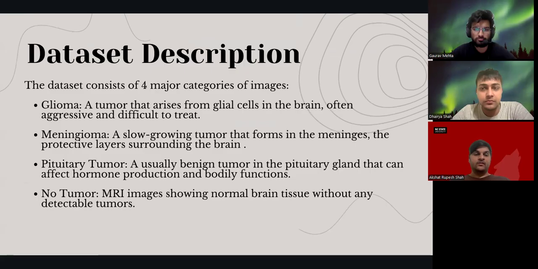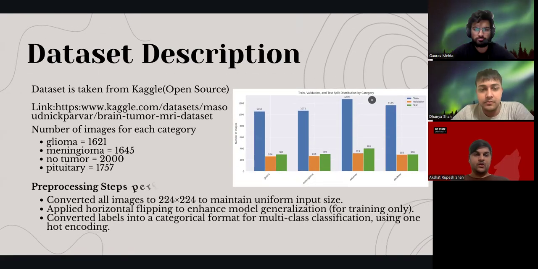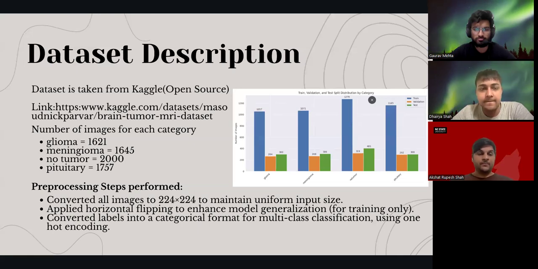Our data set will consist of four scenarios. Three of them are different types of tumor, and one is no tumor. The three types are glioma, meningioma, and pituitary tumor, plus no tumor. Our dataset is taken from Kaggle, which is an open source website. The distribution of the types of MRI scans is as shown on the screen.